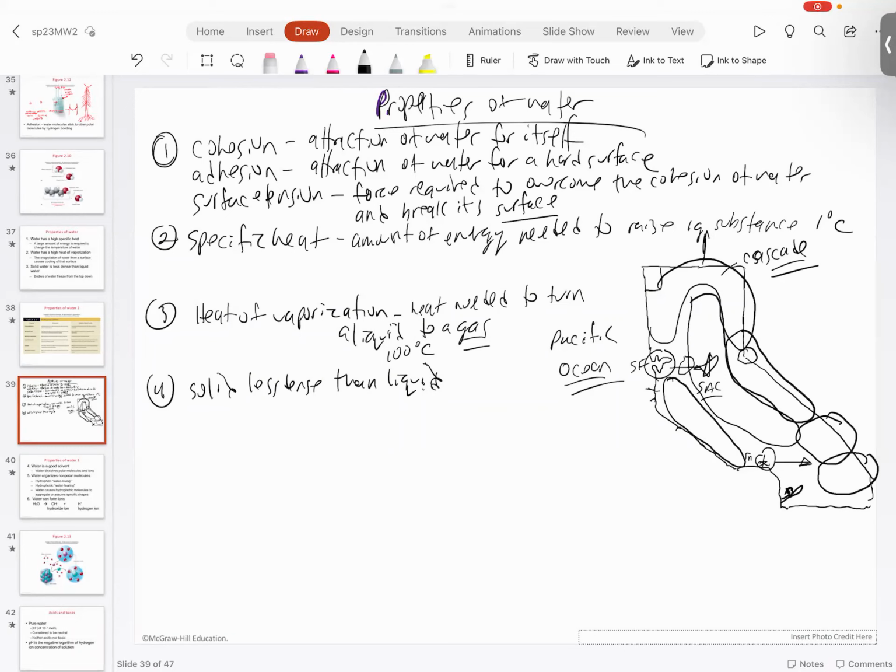Now, what about this business about the solid being less dense than the liquid? Well, this one right here is crazy talk. This is like chemical heresy.